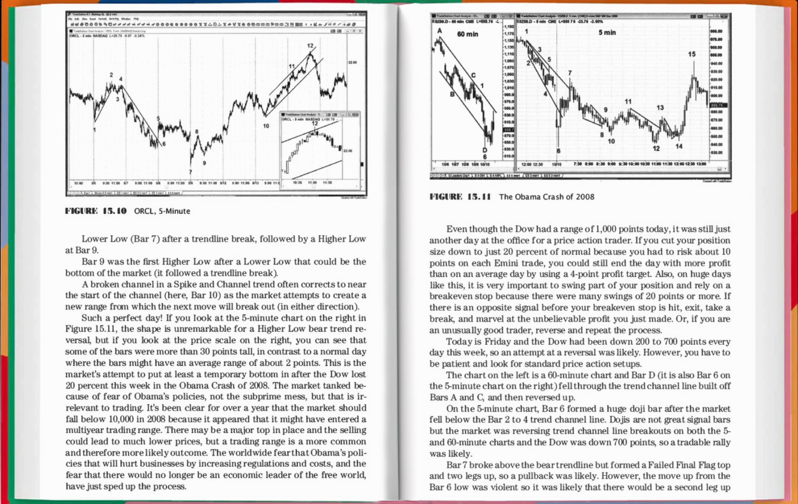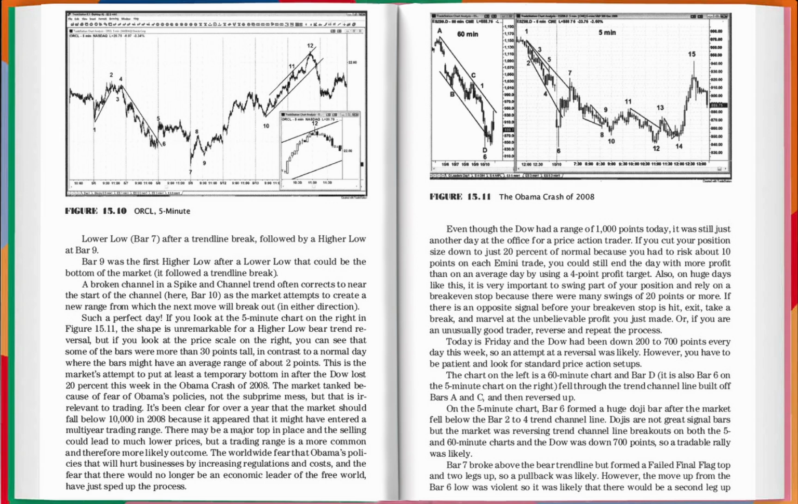If you cut your position size down to just 20% of normal because you had to risk about 10 points on each E-mini trade, you could still end the day with more profit than on an average day by using a 4-point profit target. Also, on huge days like this, it is very important to swing part of your position and rely on a break-even stop because there were many swings of 20 points or more.